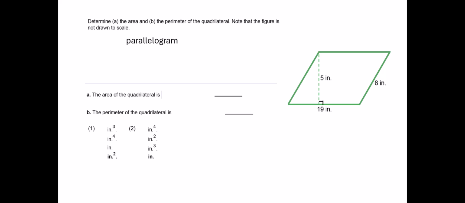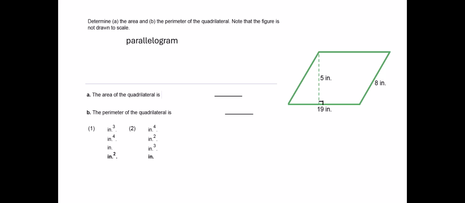Determine the area and the perimeter of the quadrilateral. You try saying that, quadrilateral. Note that the figure is not drawn to scale. This is actually a parallelogram. And I know it's a parallelogram because the top and the bottom lines are parallel and the 2 sides are parallel. You're going to notice that we have 90 degrees right in the center. That means 5 is our height.